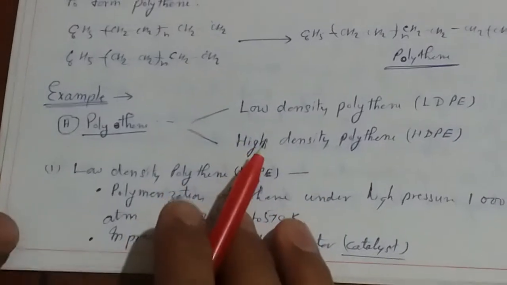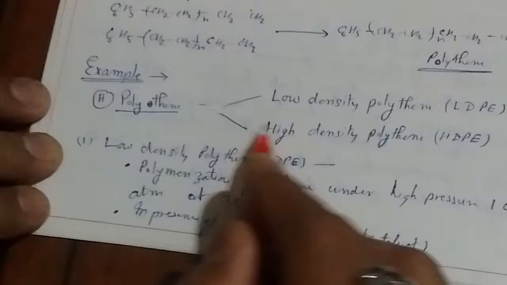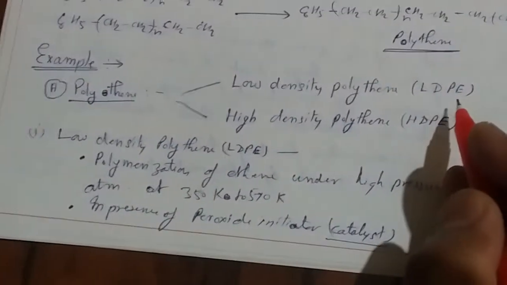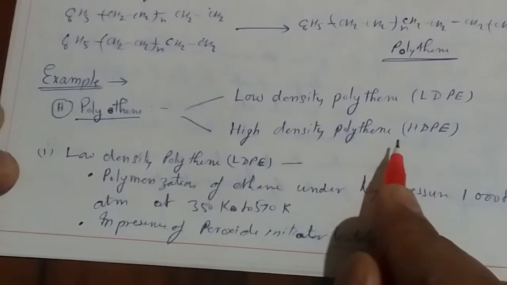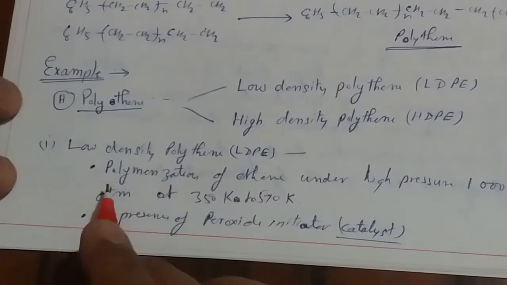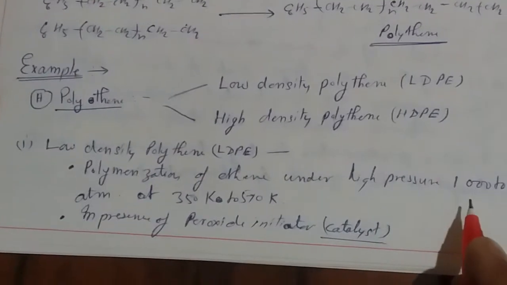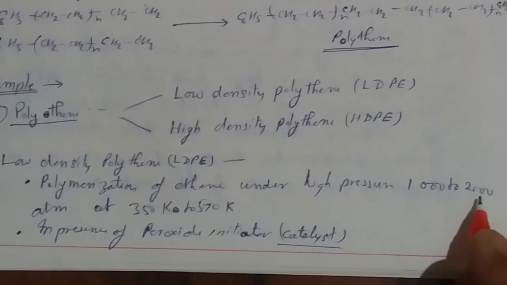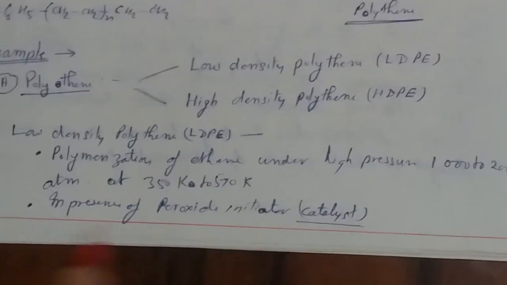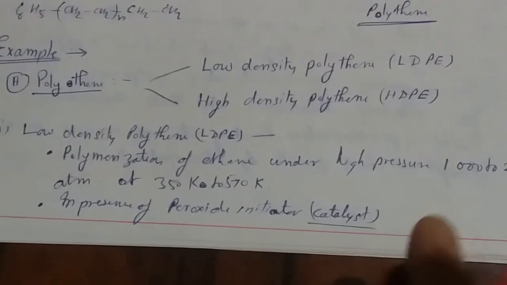Second example, what are the types of polythene? Polythene is of two types, low density polythene, whose short form is LDPE, and high density polythene, which is known as HDPE. First is low density polythene. It is made by polymerization of ethene under high pressure, that is 1000 to 2000 atm, and temperature 350 Kelvin to 570 Kelvin, in the presence of a peroxide initiator, that is catalyst.